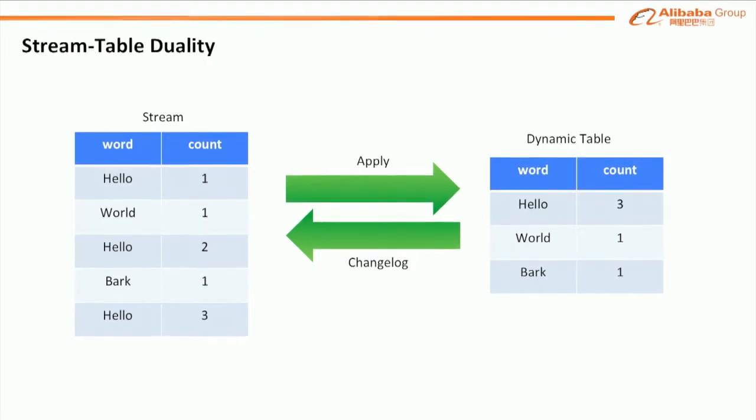With this duality, it's possible to consider a stream as a table, as a dynamic table, which is a generalization of static tables. Let's look at a bit more detail on the apply and the changelog operations between the stream and table duality.